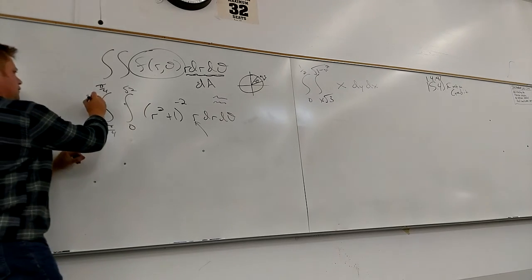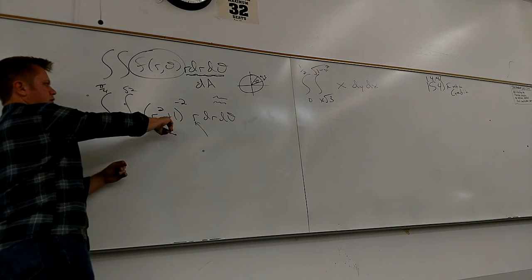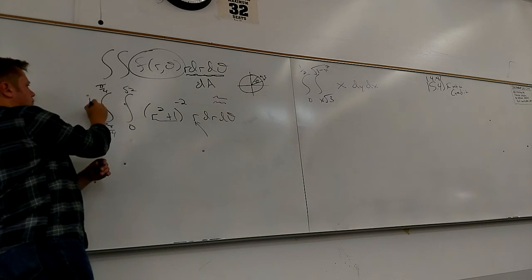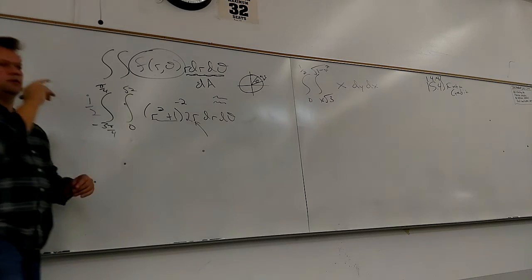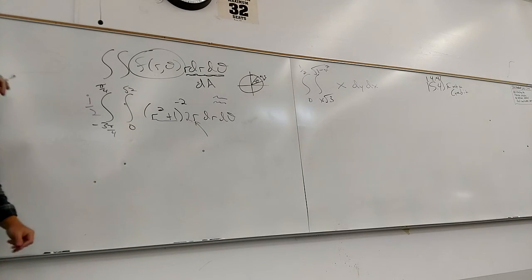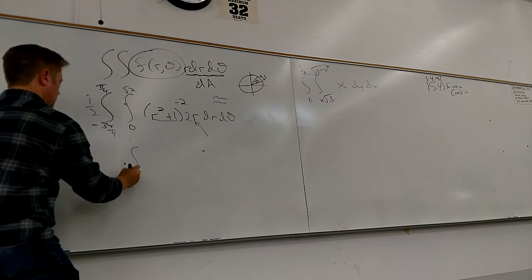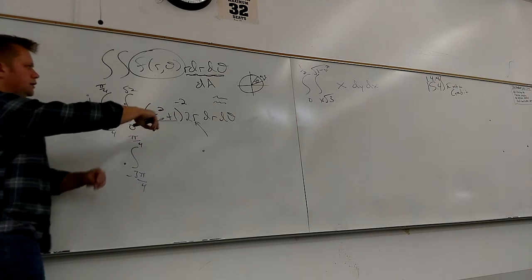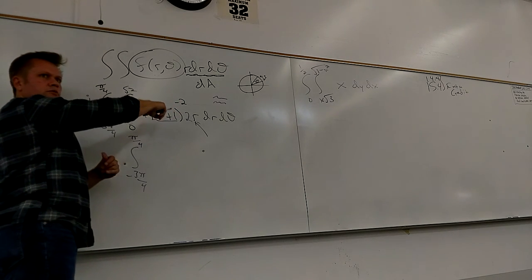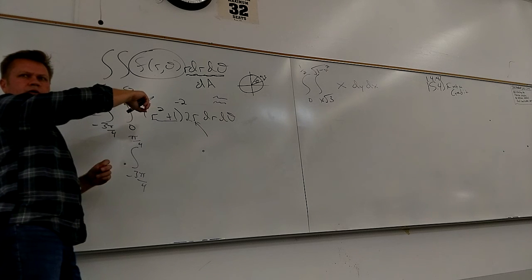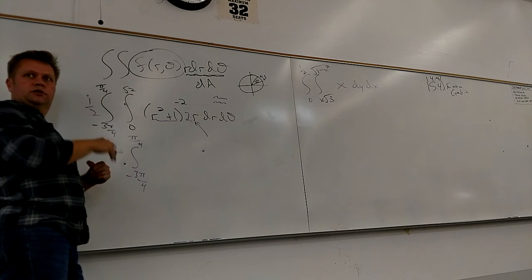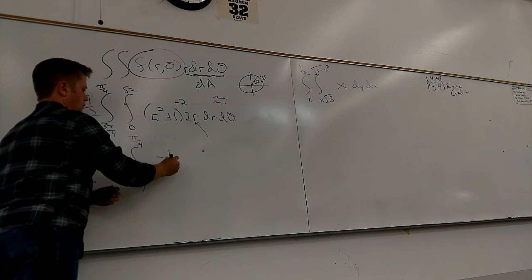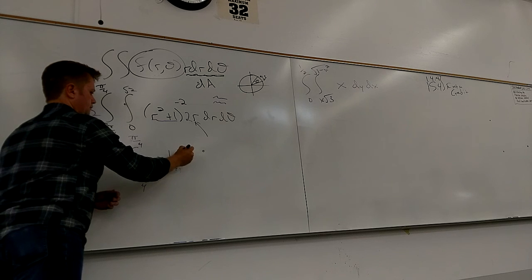So just to catch up with you guys, if you do u-sub, du would be 2r, right? This whole thing. So then I have to do this kind of thing. So when you integrate the inside, you would end up with 1 over u squared, and the integral of that is going to be negative 1 over u. I like it. So you end up with negative 1 over r squared plus 1, evaluated from 0 to root 2.